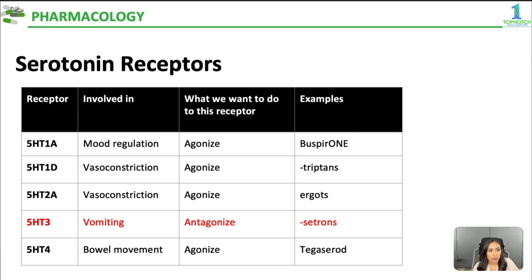And we have 5-HT3, which is involved in vomiting, and we want to antagonize this because we do not want to vomit. And we will use the setrons, like ondansetron, okay? And 5-HT4 is involved in bowel movement, and we want to agonize this in certain conditions like irritable bowel syndrome with constipation using tegaserod. So, in essence, all of them are agonized except for 5-HT3. It's the only one that is antagonized. Okay?